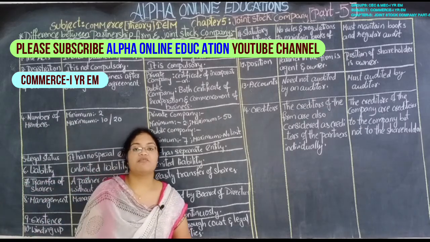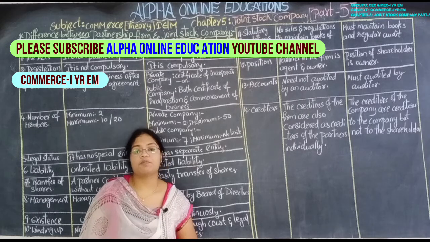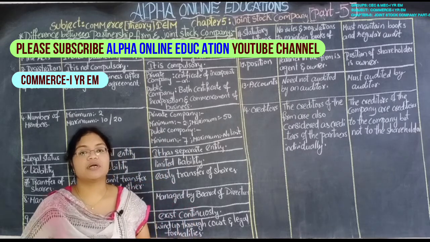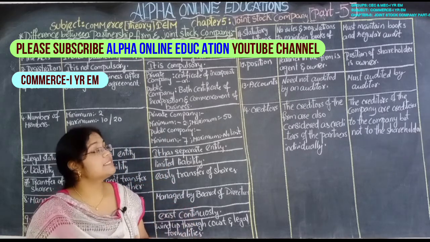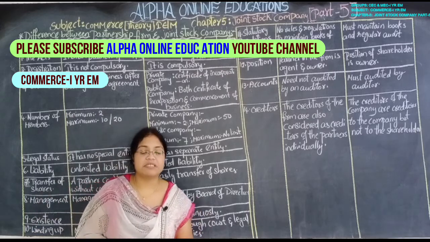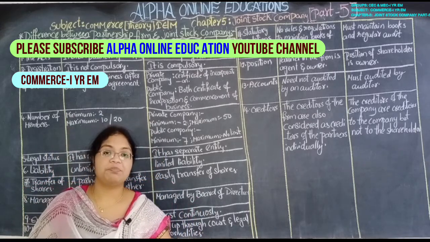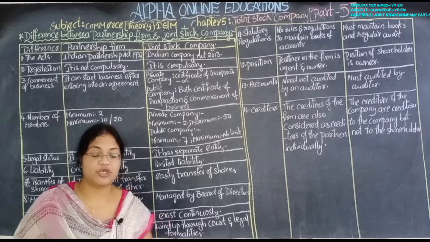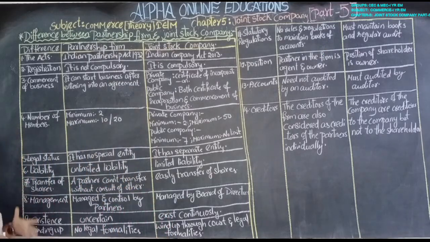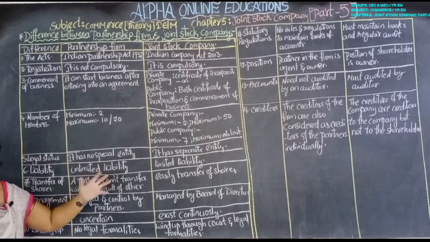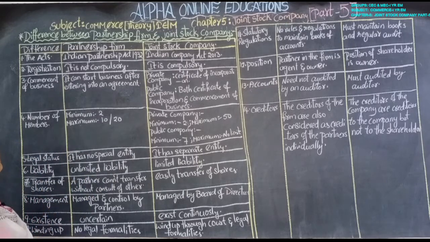Commerce Theory part for the English medium first years. The chapter we are dealing with is the joint stock company, and this is the last session of this chapter, that is the fifth session. By comparing the joint stock company with the partnership, we are going to complete this chapter today. So what is the difference between the partnership and joint stock company? Let us see by comparison.